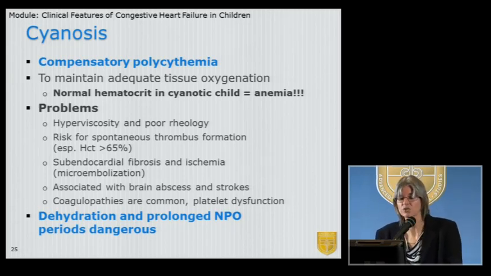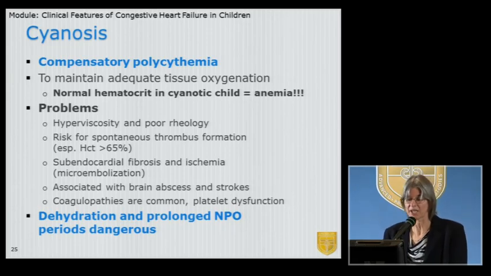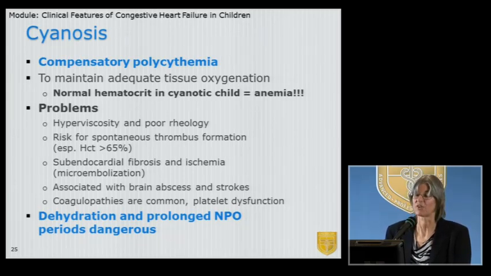When the crit approaches 60 and 65, they are actually at risk for spontaneous thrombus formation, and they can cause microembolization, especially subendocardial, and they cause ischemia later in life. They can be associated with brain abscesses and strokes from this hyperviscosity, and also very common in cyanotic kids are coagulopathies and platelet dysfunction. It's important to note that dehydration or prolonged NPO status are very, very dangerous.